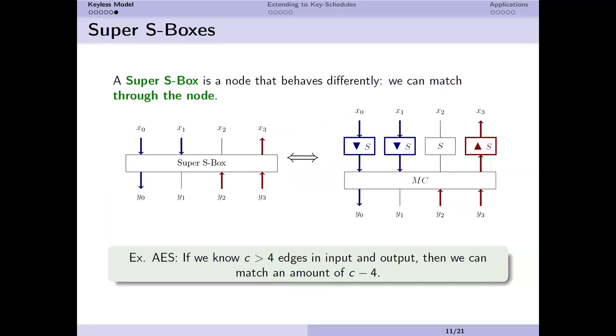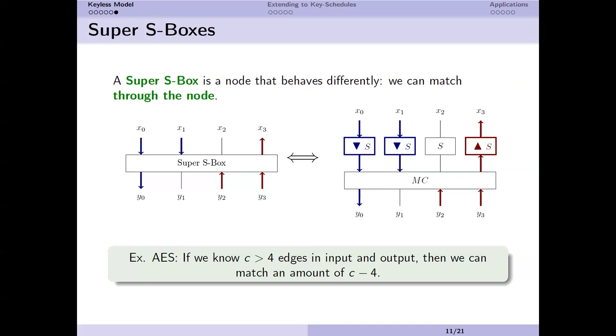A little can be said about super S-boxes, because we're having a lot of super S-boxes in there, and they behave a bit differently. When you have a super S-box, like in the AES, you can know some edges in input and output, and you can still have a matching from that, even though you don't have an edge that connects the input and the output like before.